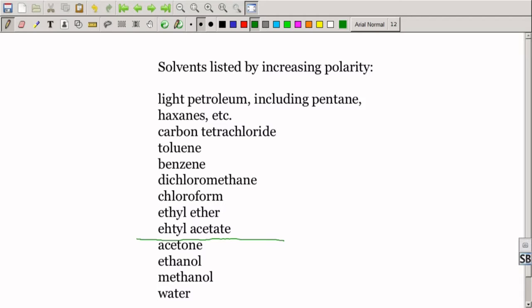the 4 compounds at the bottom of this list are miscible. In other words, the polarities of acetone, ethanol, methanol, and water are similar enough that you can actually mix them together infinitely. Okay, you can't do that with ethyl acetate. You can get some ethyl acetate to go into aqueous solution, but not a whole lot. And then, of course, that gets worse and worse as you go up this list.